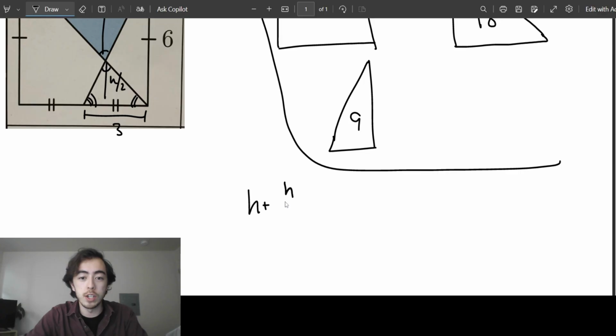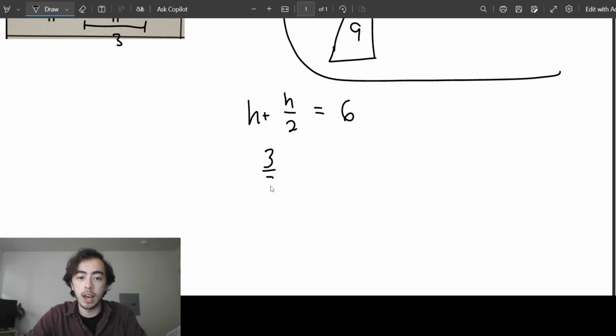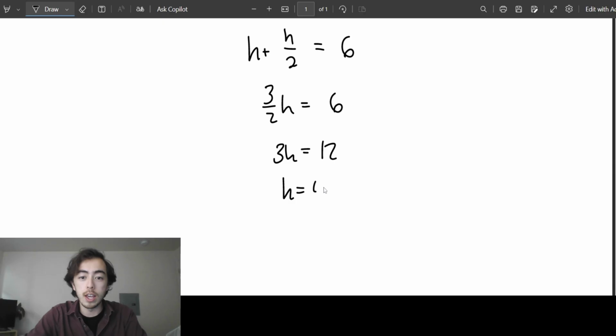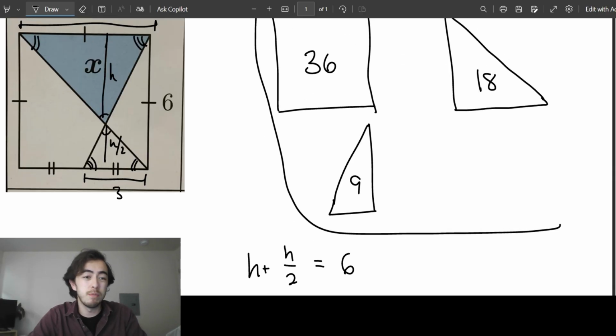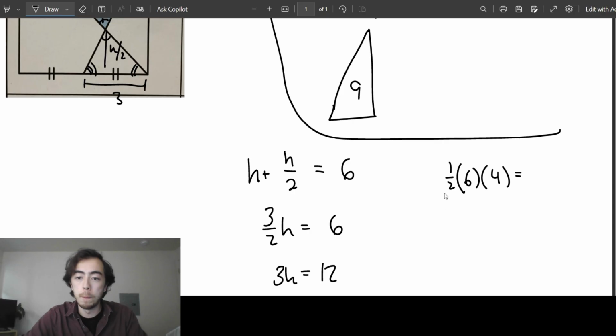h plus h over 2 should give us that whole 6, because that's, again, that vertical side of the square. So 3 halves h is equal to 6. We can multiply both sides by 2, and divide both sides by 3. h is now equal to 4. And then it's a fairly easy problem now. We could just do 1/2 times base, which is 6, times height, which is 4. I'm doing this part first: 1/2 times 6 is a 3, and 3 times 4 is 12. So that's one way to get your answer.